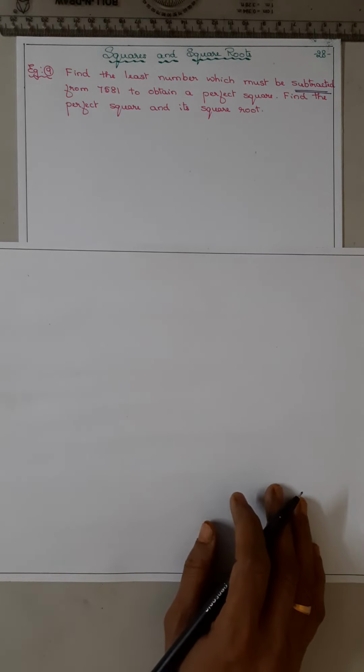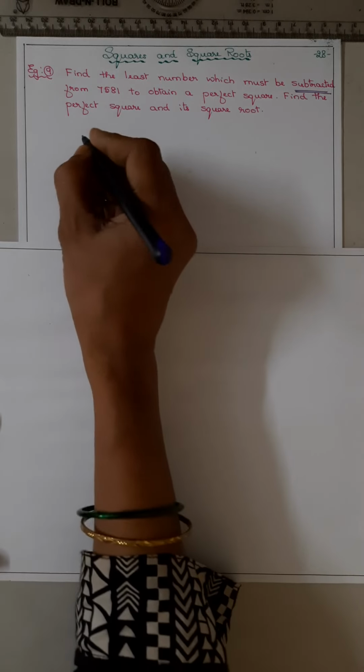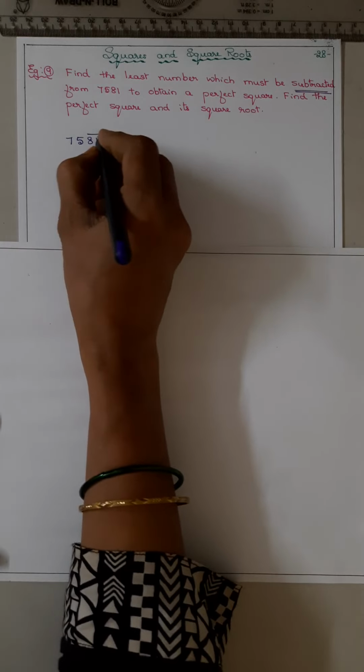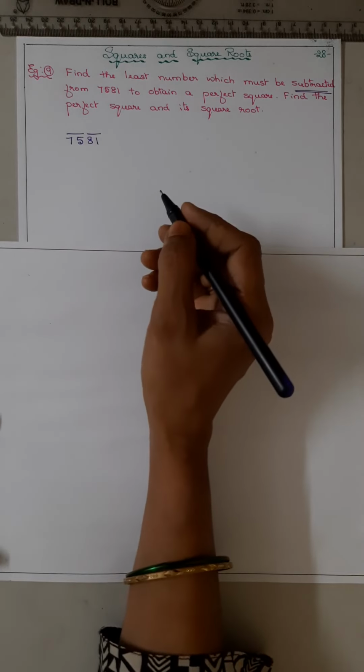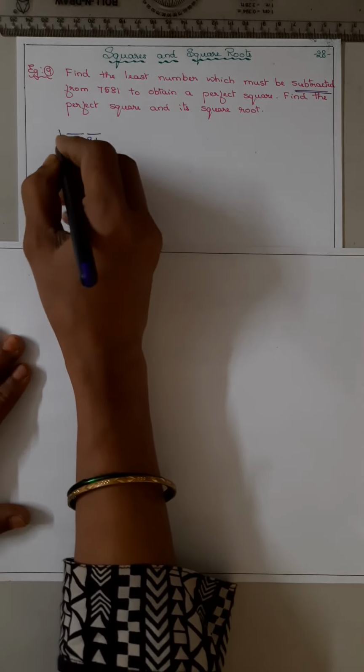So first, for subtraction and addition we have to use the long division method. We have learnt already, for the least number to be multiplied and divided we have used the prime factorization method. Now it is the subtraction and addition. For that, the long division method. So we'll start. It is the number 7581. Group it from right side, isn't it? Group into pairs. And now put the line.